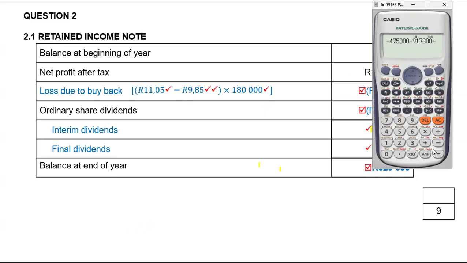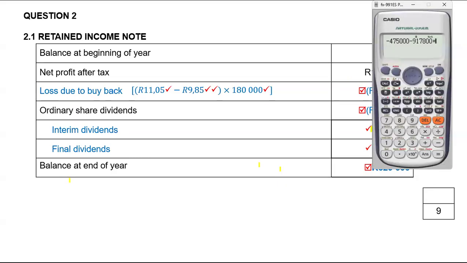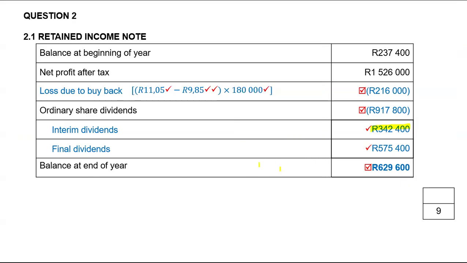917,800, and then you add your final dividends for this year, which is 575,400. That one, we're still owing it. It means we will pay it next year. So that's why we're adding it back. Okay, why didn't I just do this at the beginning? It gives me my dividends paid, which is the same as what I got there. So it's up to you as to how you want to calculate it.